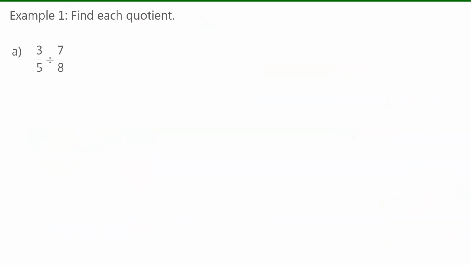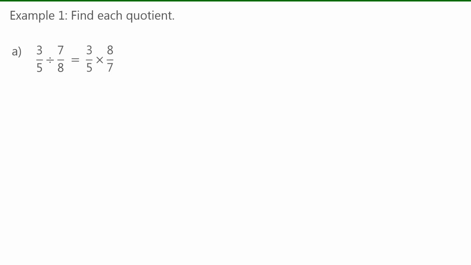Example 1. Find each quotient. I have 3/5 divided by 7/8. So my first step would be to rewrite that division statement as a multiplication statement. So I KCF, I keep my first fraction, change the division to multiplication, and 7 over 8 becomes 8 over 7. I then multiply as I always did.